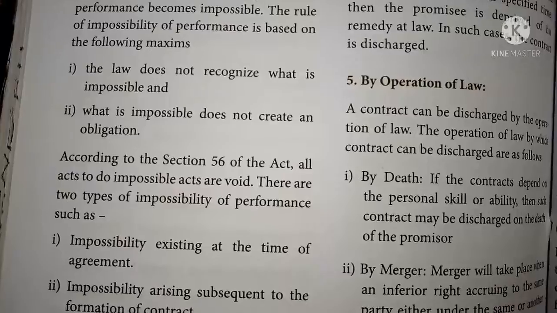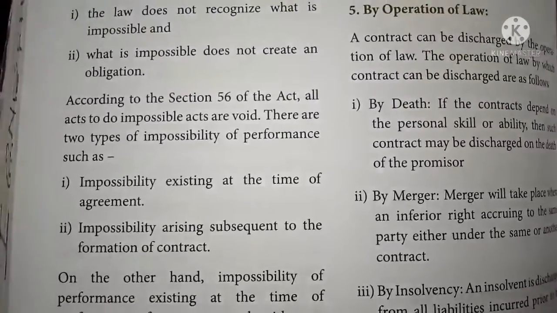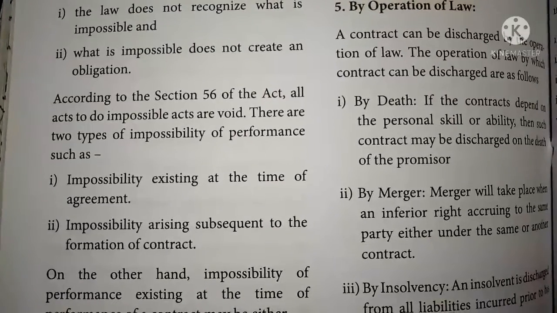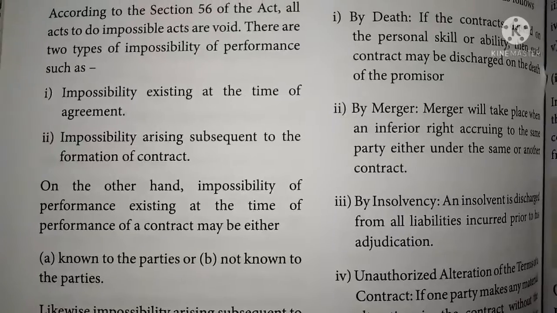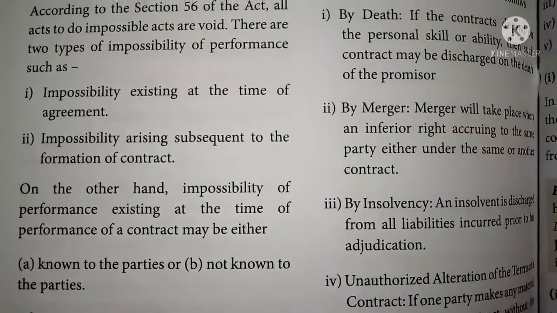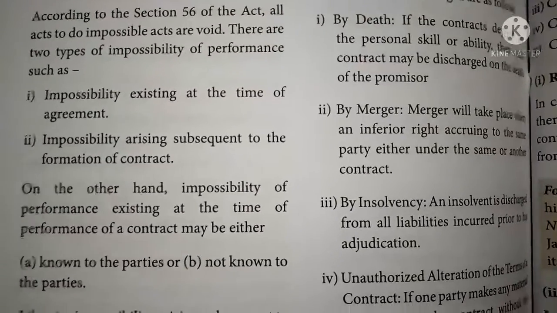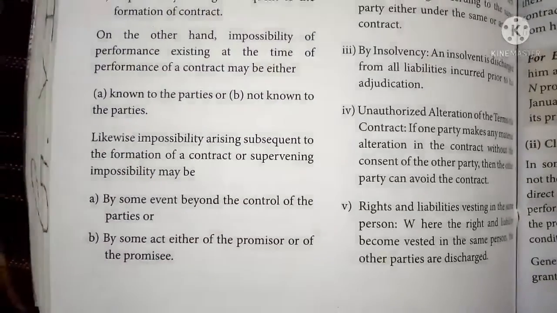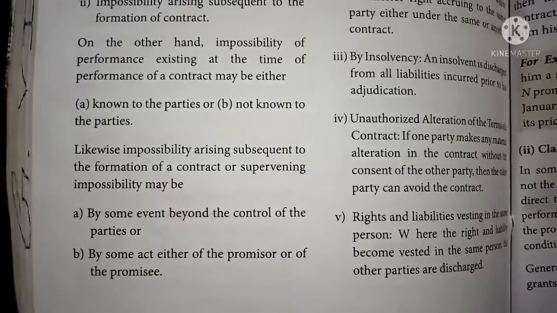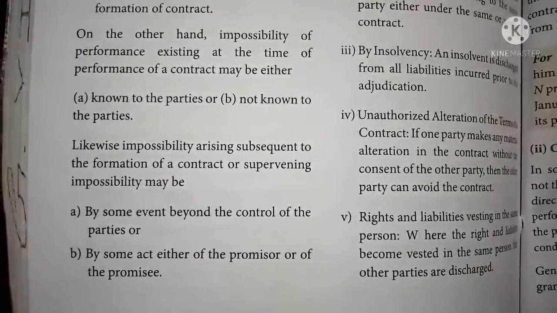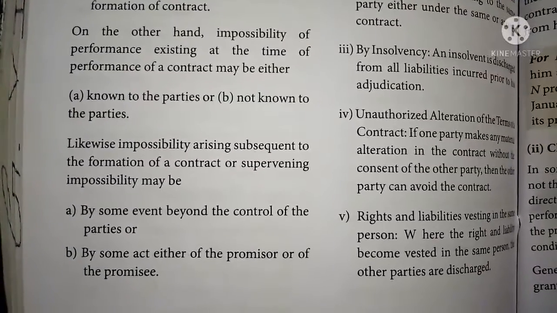There are two types of impossibility. Number one is impossibility existing at the time of agreement, and number two is impossibility arising subsequently to the formation of the contract. Impossibility of performance existing at the time of the contract may be either known to the parties or not known to the parties. Likewise, impossibility arising subsequent to the formation of a contract may be by some event beyond the control of the parties or by some act either of the promisor or of the promisee.